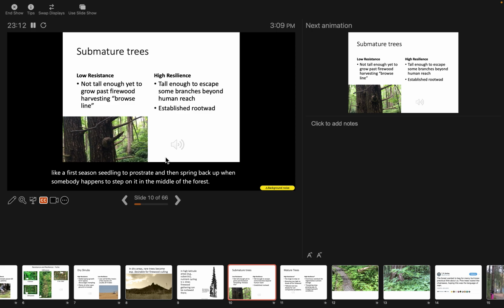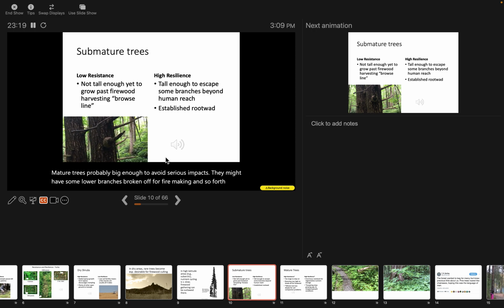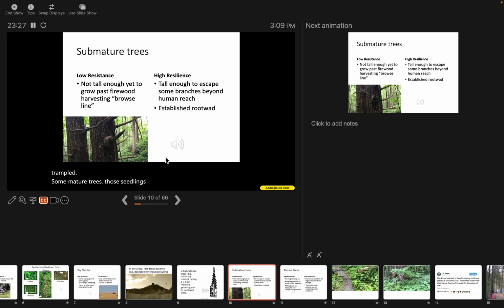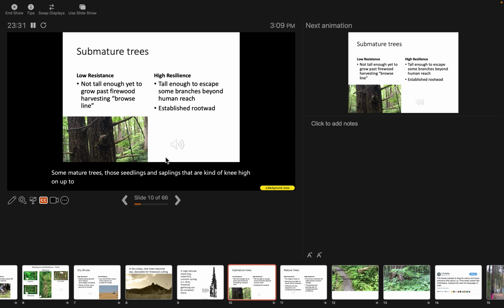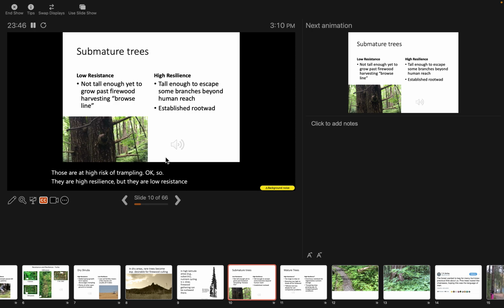Mature trees, probably big enough to avoid serious impacts. They might have some lower branches broken off for fire making and so forth, but a mature 50, 60-year-old tree, generally not too worried about getting trampled. Submature trees, those seedlings and saplings that are kind of knee-high on up to a couple inches DBH, diameter at chest height, those are at high risk of trampling. Okay? So, they are high resilience, but they are low resistance because of their age or their growth stage.